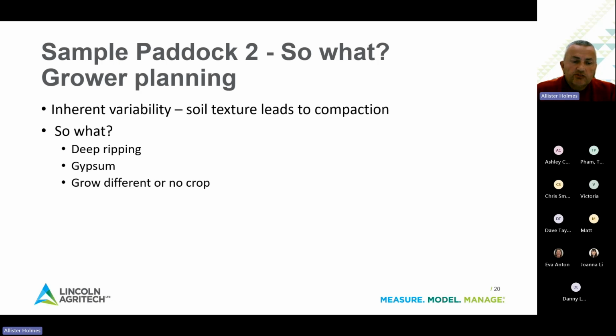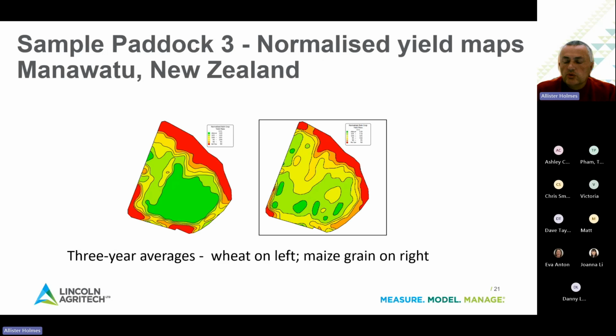Okay, and for the last paddock here, what we can also do is look at different crops grown in the same paddock over time. In this third sample paddock, we're looking at 6 years of harvest yield data. 3 years are from wheat and 3 years are from maize grain. As it says on the caption there, the wheat data is shown in the image on the left, the maize grain on the right.